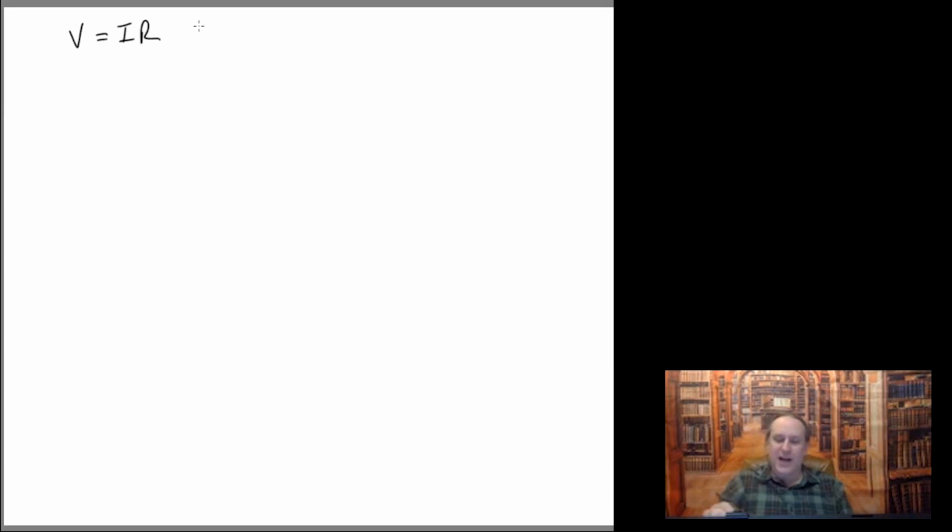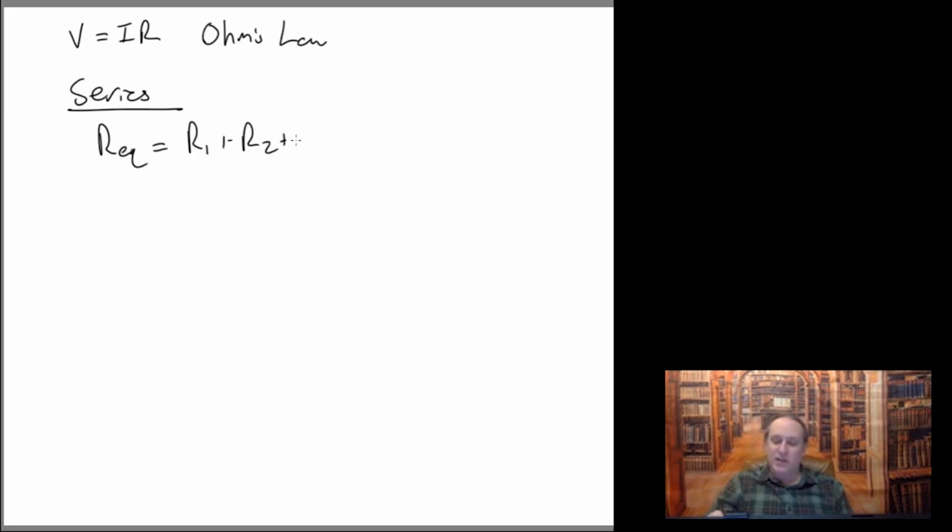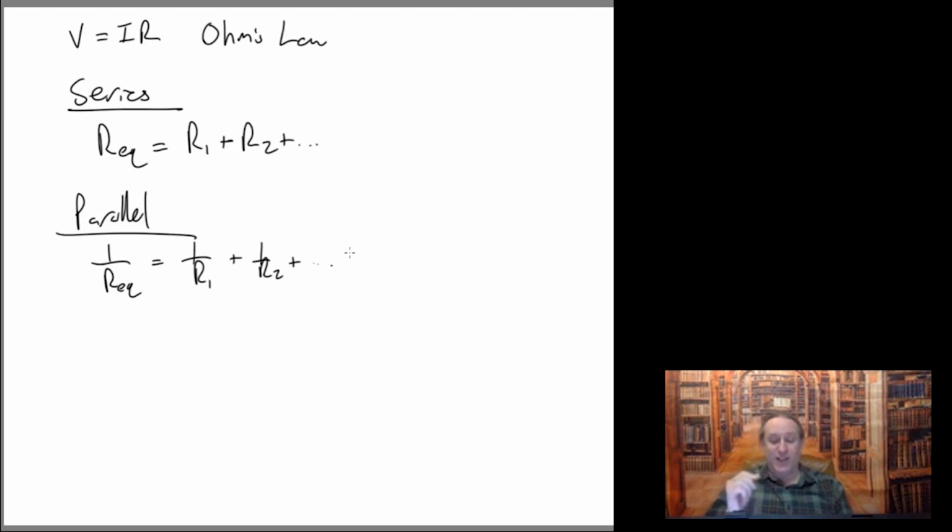V equals IR. This is Ohm's law. And what we learned last time was that if we have series resistors, we can get an equivalent resistance by just summing the individual resistors that are in the series. And for parallel resistors, it is sort of this reciprocal addition law. So we add the reciprocals of the resistors to get the reciprocal of the equivalent resistance. And hopefully you've had a chance to practice that a little bit.